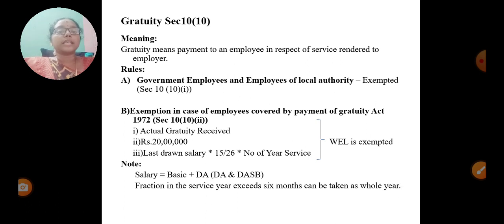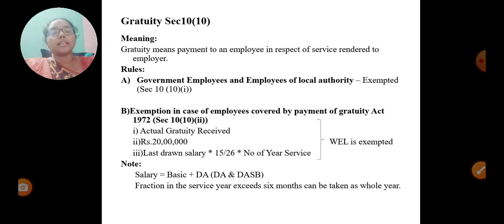Salary is equal to basic plus DA. DA includes DA as well as DASB. DA means dearness allowance, and DASB means dearness allowance for service benefits. A fraction in the service year, if it exceeds 6 months, can be taken as a whole year. If it is 6 months or below, it can be ignored.